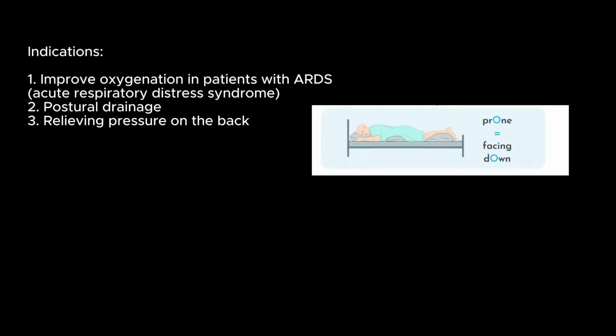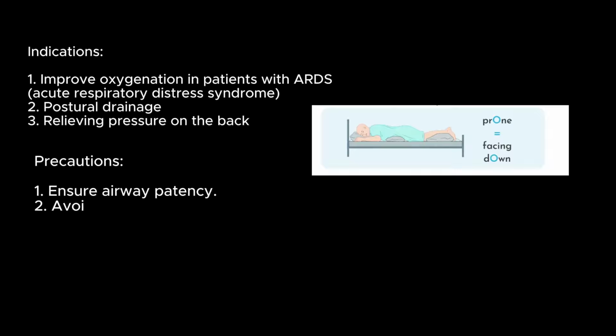What are the indications for prone? Prone position improves oxygenation in patients with acute respiratory distress syndrome. It is also used for postural drainage, and of course, it also helps to relieve pressure on the back. So those are some of the indications for prone position.